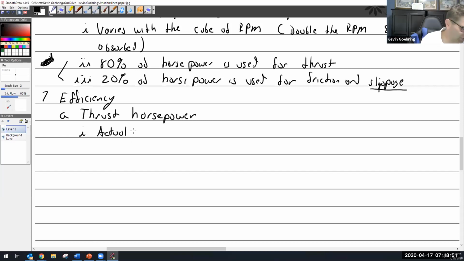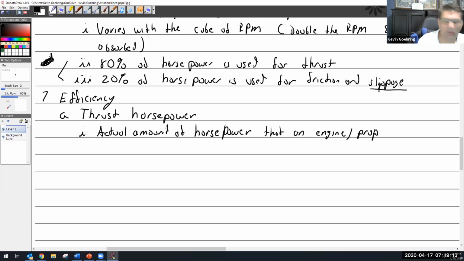So the actual amount of horsepower that an engine propeller unit, engine prop combination, or unit, I'll say unit because it's easier to spell, transforms into thrust.